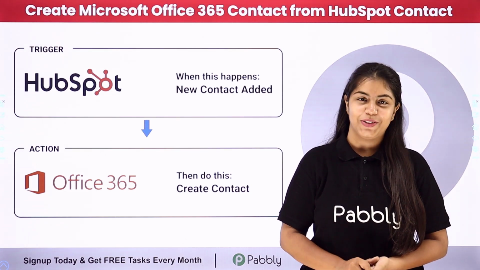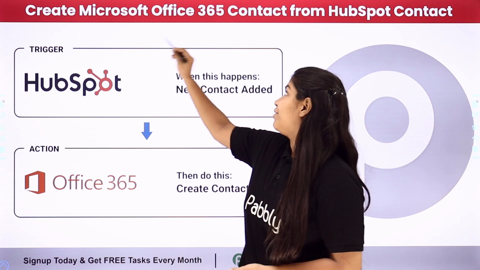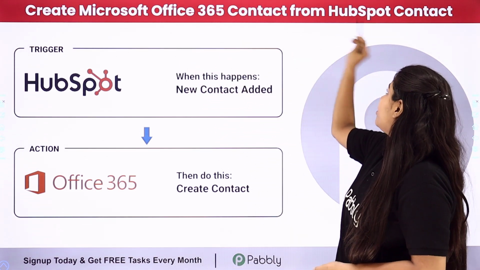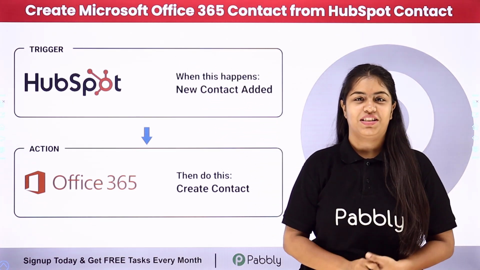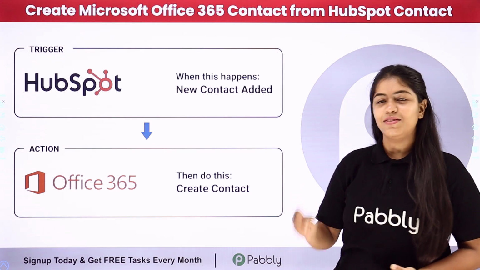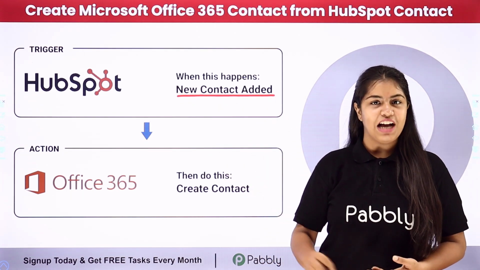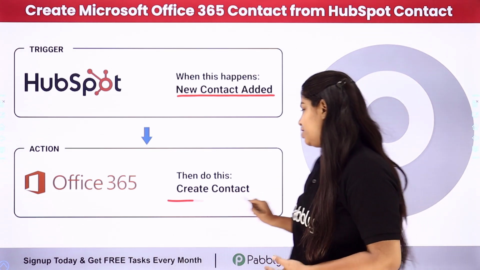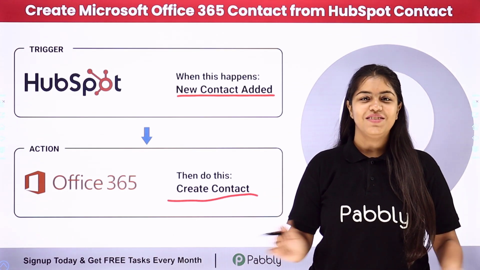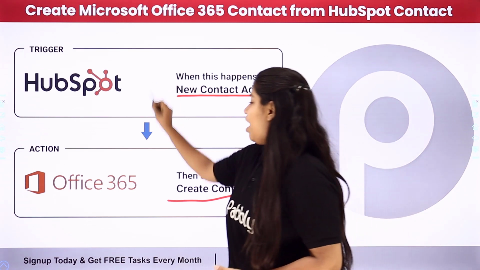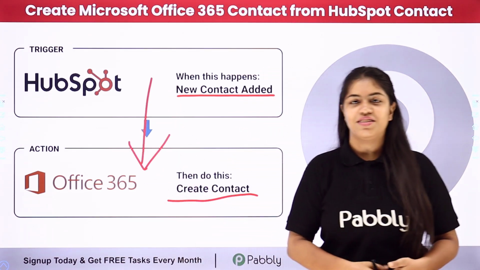So in this video, we are going to understand how to create Microsoft Office 365 contact from HubSpot contact. The objective of today's video is that as soon as a new contact is added in a HubSpot account, automatically a contact should be created in my Microsoft Office 365 too. For this, we are going to create a connection between HubSpot and Microsoft Office 365.